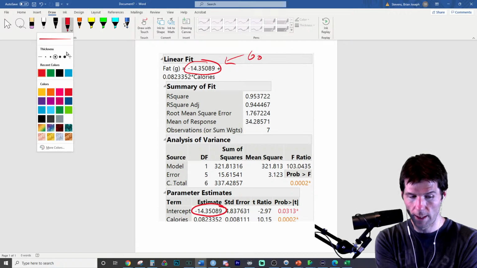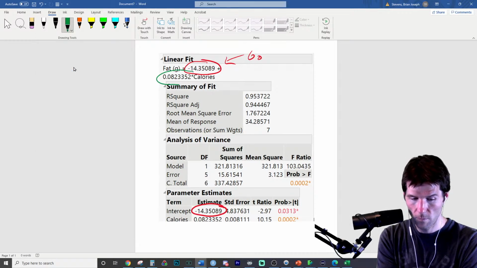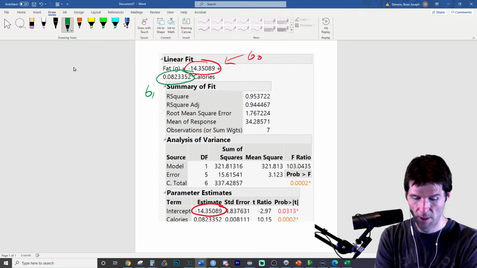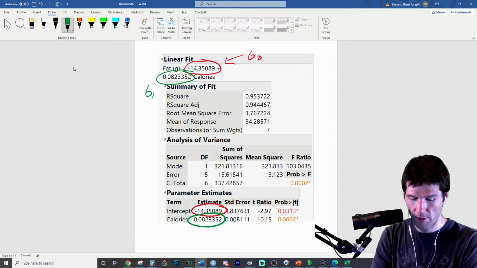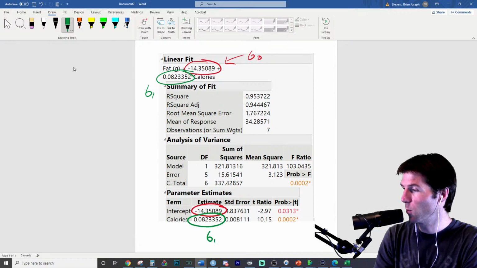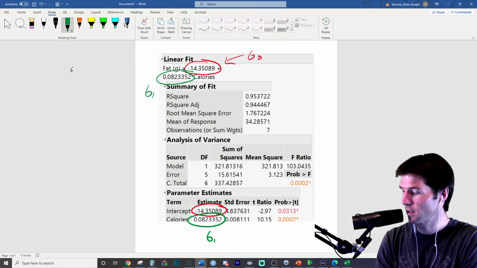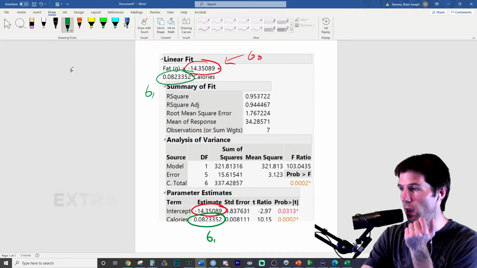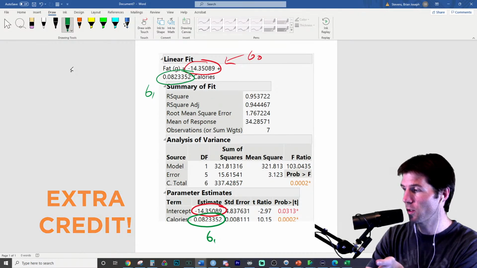If you have questions, that is B0 right there. And then B1 is the slope. And Kayla, good to see you here. Good practice. And that's B1 right there. Great job, HTT. Good practice. Another 100 points. Thank you everyone for following along, even if you're in the upper level classes. It's good practice to make sure you know how to read this output.